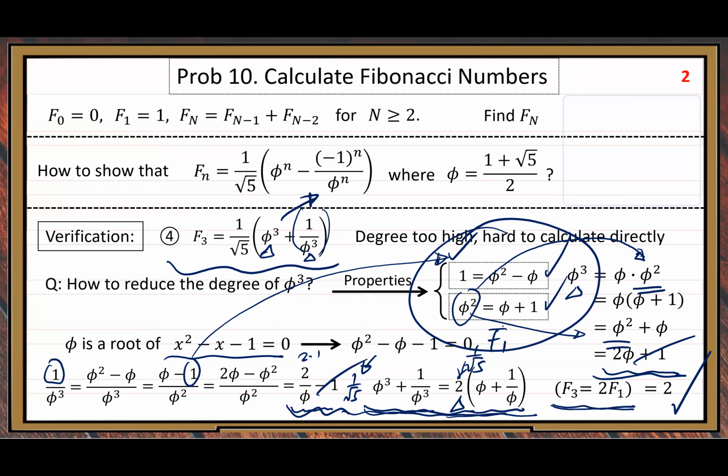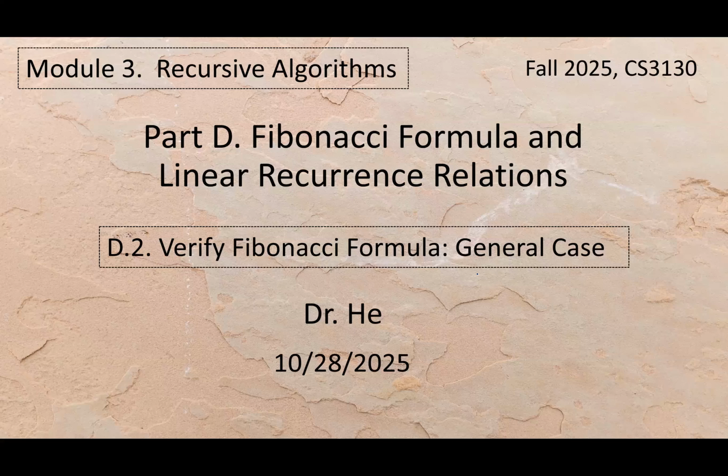The second one you use on the numerator, the first one you use on the denominator, to bring down the degree of the polynomial at the denominator. Things like that. So that's the base case. Next, we need to do the general case. That's the main verification work.